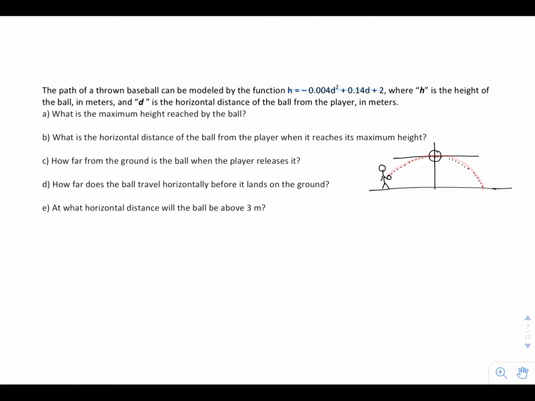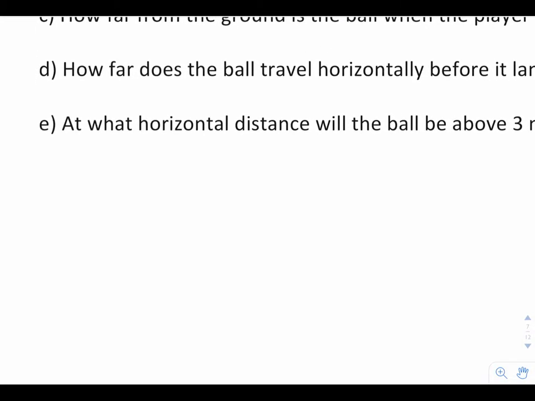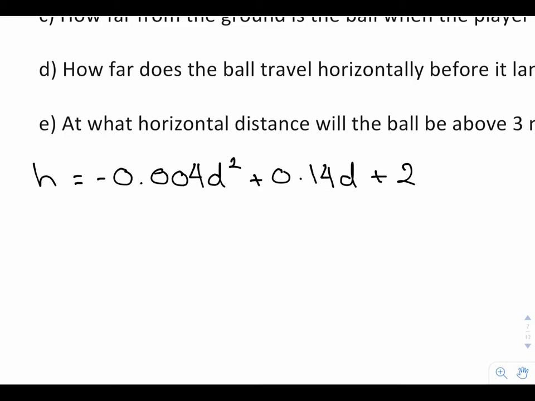Now, to find the maximum height, I have to follow the process known as completing the square. So what I'm going to do is copy my original equation. So I have here h equals negative 0.004, and it is not d, it's h, because d is the horizontal distance, d squared plus 0.14d plus 2. So let's go about completing the square for this question here.